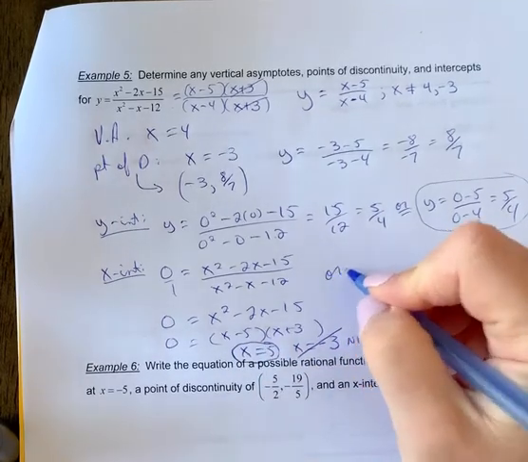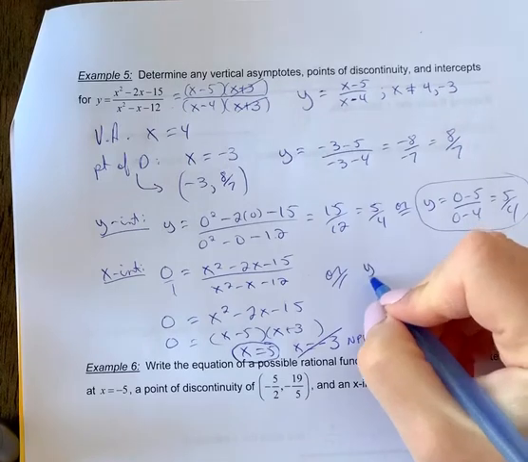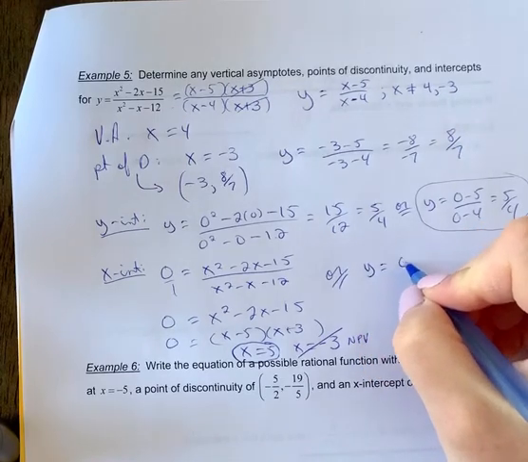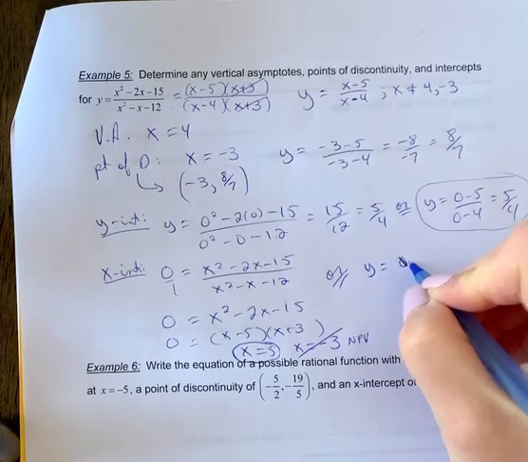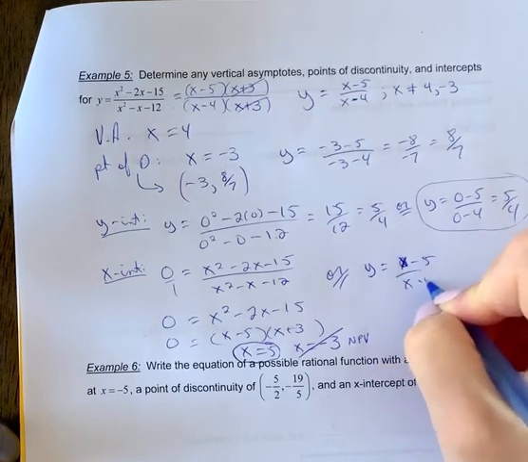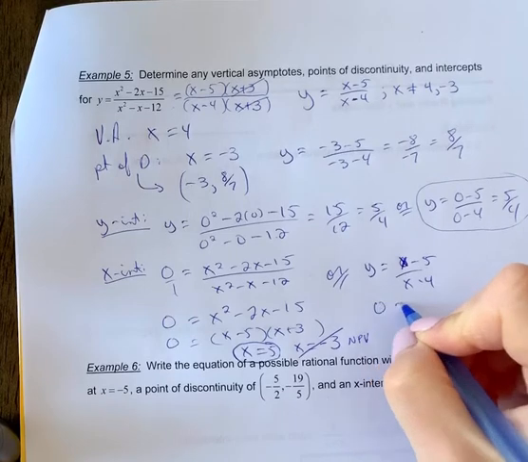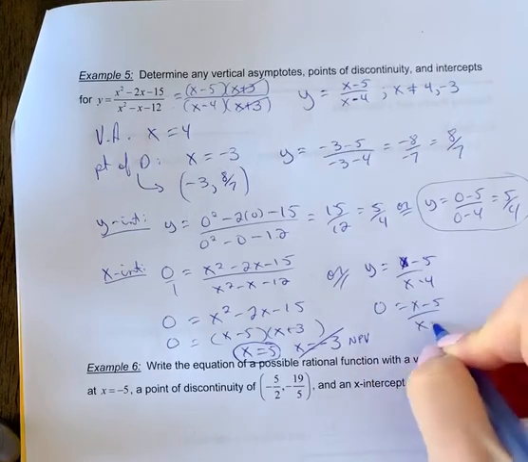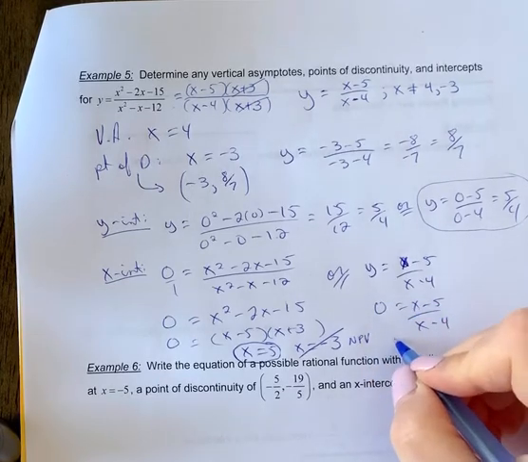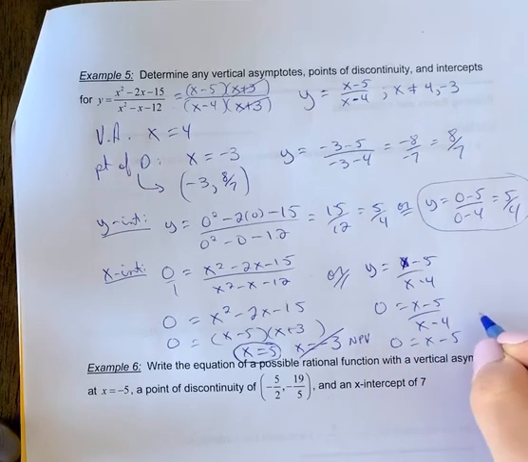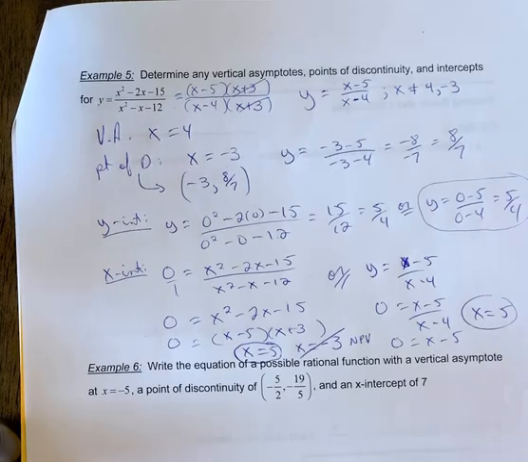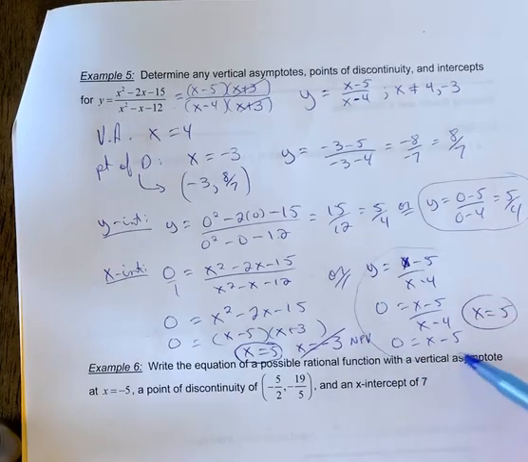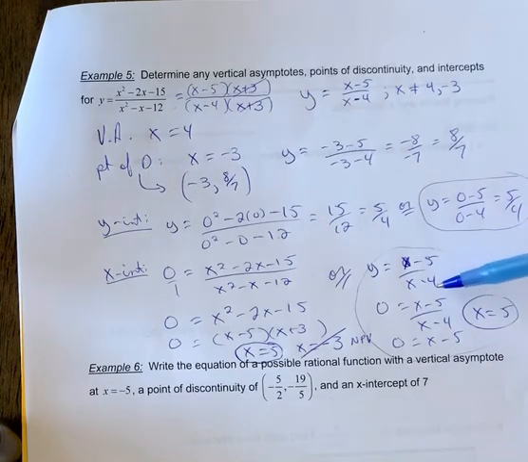Well, what would have happened had we then used the simplified equation? I was going to just rewrite out the equation first here. So had we done this and we plugged in 0, and when we cross multiply, we get 0 equals x minus 5, and we would have had x equals 5 only right away.